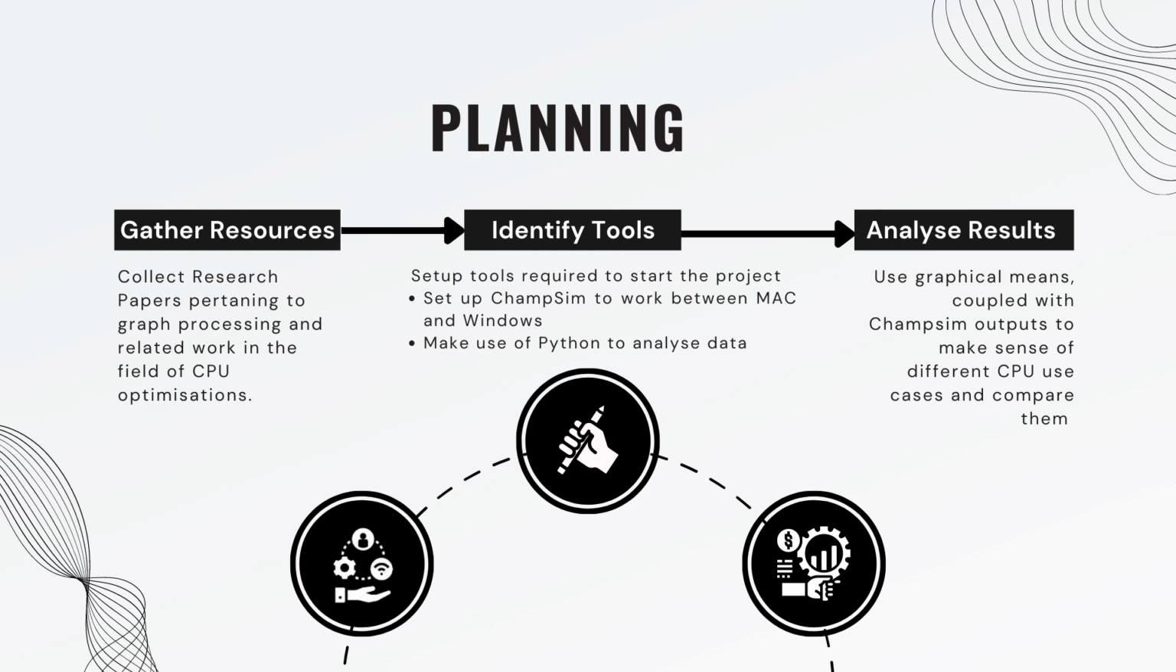Now in planning, we first found research papers which pertain to graph processing. Then we set up our tools, and we used the ChampSim simulator for this, as required. In ChampSim, we implemented the inclusive memory hierarchy. In the end, we looked at some graphs to better understand how the CPU was being used in different scenarios, and we combined this information with data from ChampSim to compare the results.